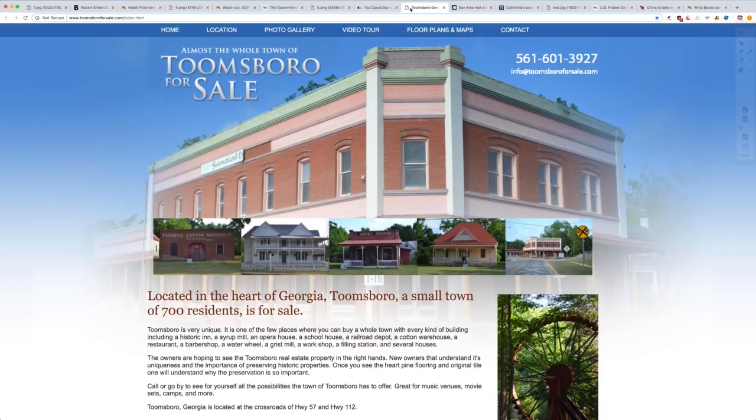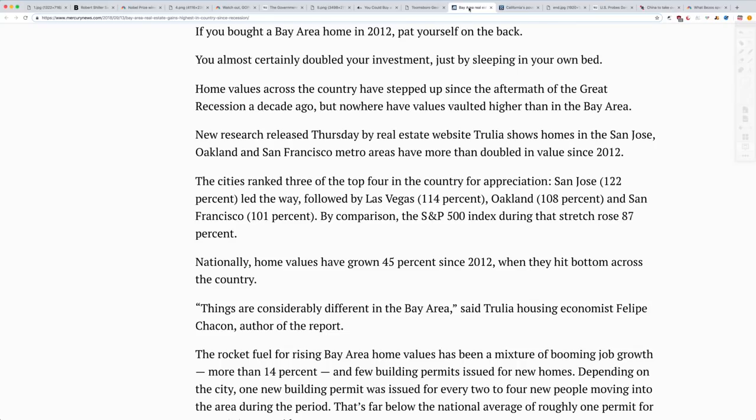I think it's interesting to see that an entire town is going on sale. They want to sell it to somebody who wants to preserve the area and not necessarily put up a Walmart or something. If you bought a Bay Area home in 2012, pat yourself on the back. You almost certainly doubled your investment just by sleeping in your own bed.